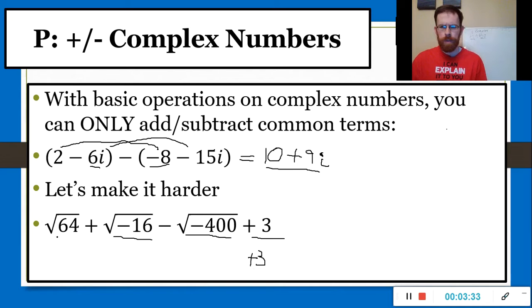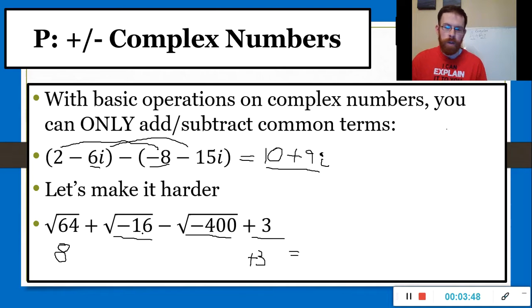Square root of 64, well, that's an 8. No i, since there's not a negative sign there, so I can already tell I'm going to add my 8 and my 3, and that's going to give me something we'll find out in a moment.